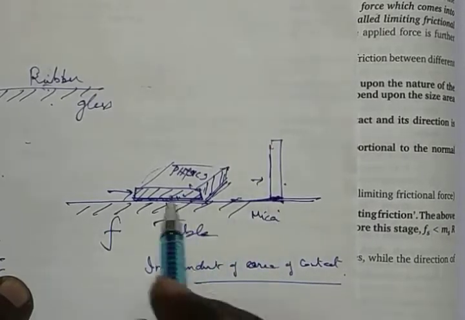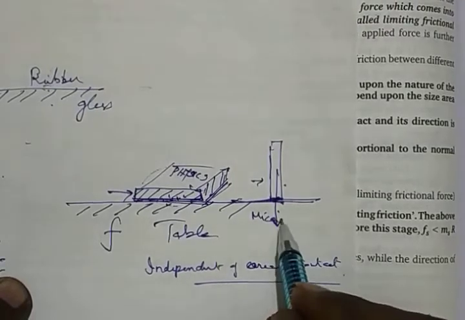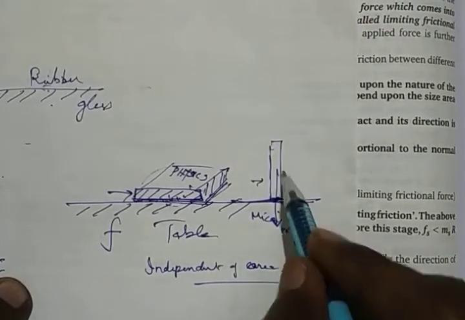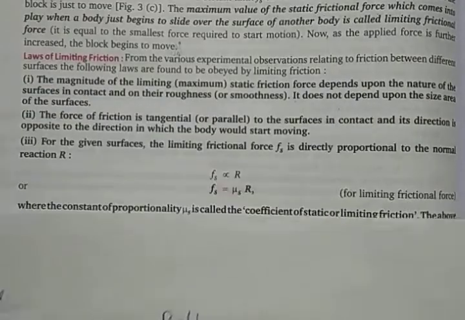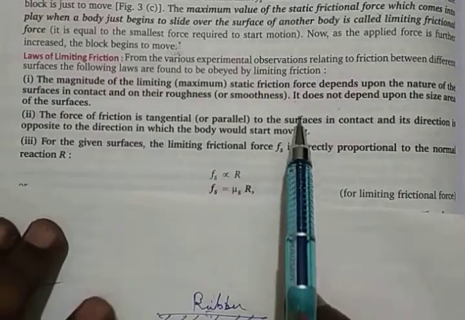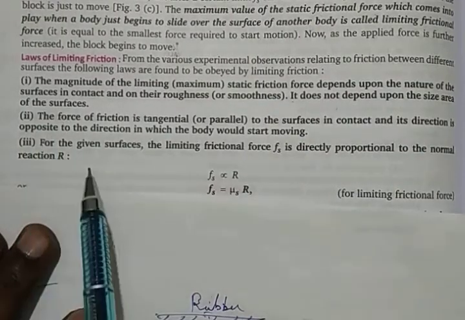So you keep it like this or you keep it like this, everything is the same. It depends mainly on the weight of the body, mg, and how much reaction it is going to give. So that's what is written there. It does not depend on the size, the area of the surface.